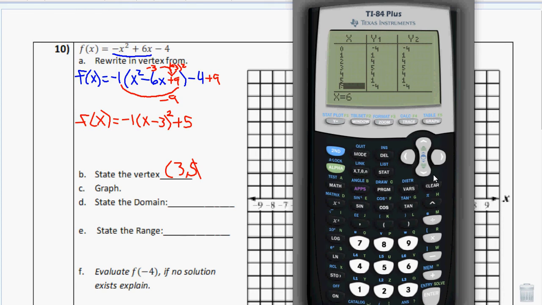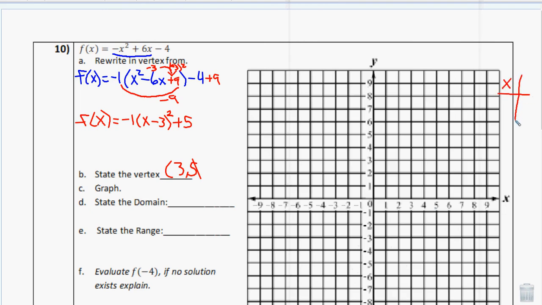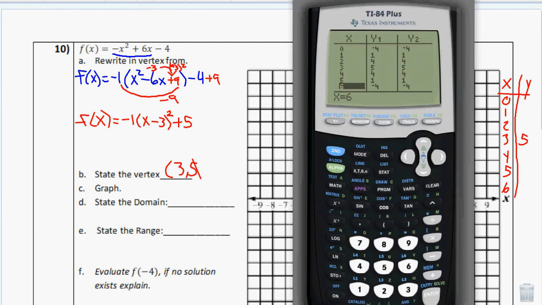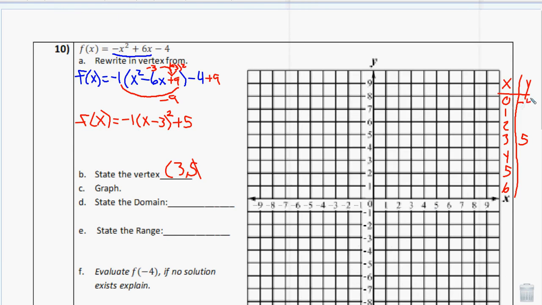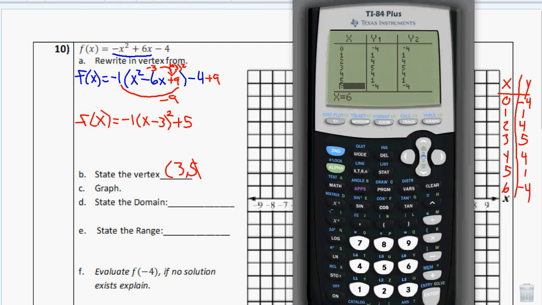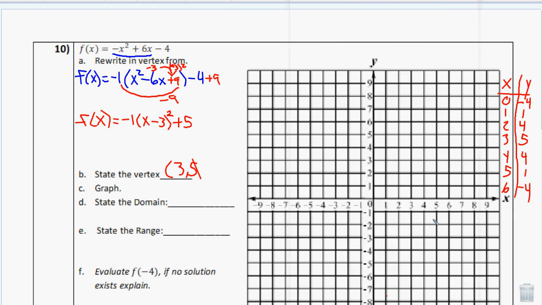I'm going to write down some information. I'm going to record x's from 0 to 6. Negative 4, 1, 4. And we'll graph it.